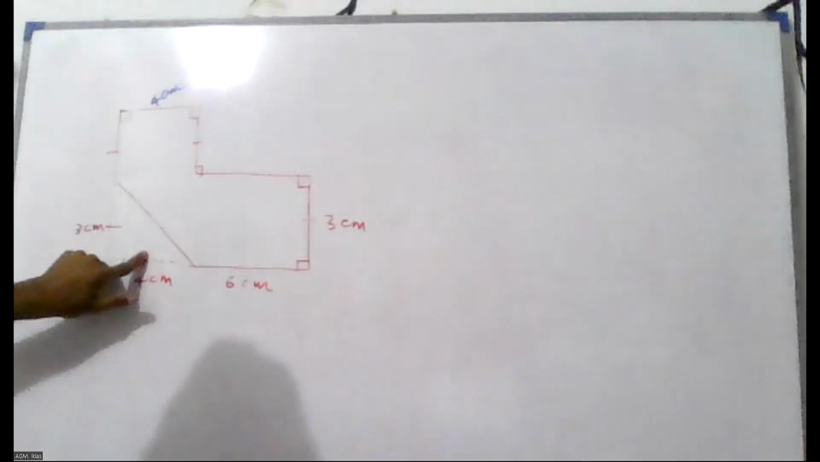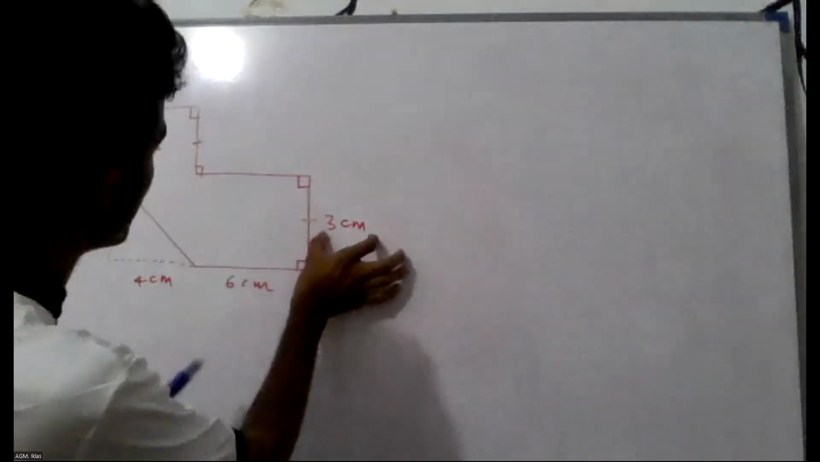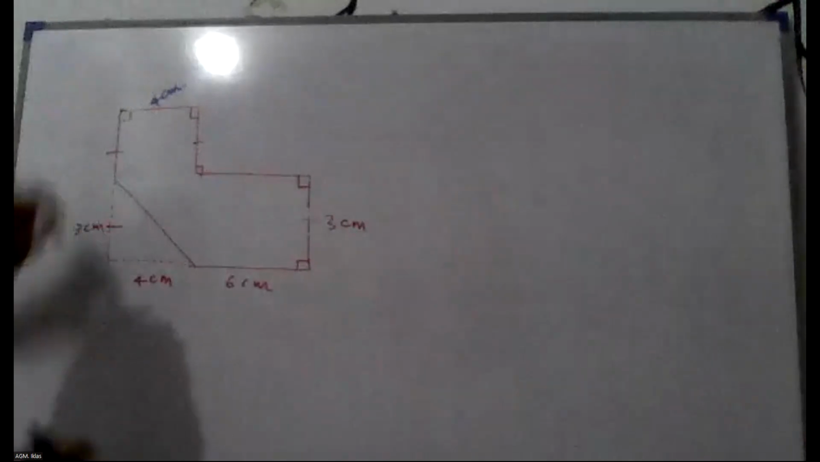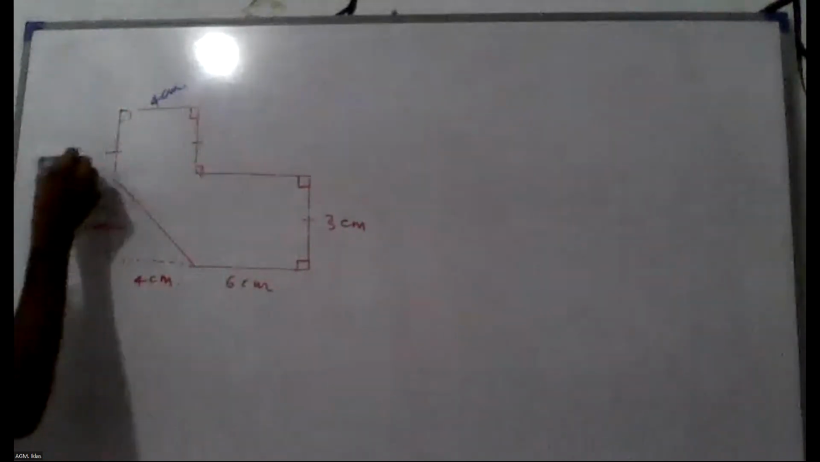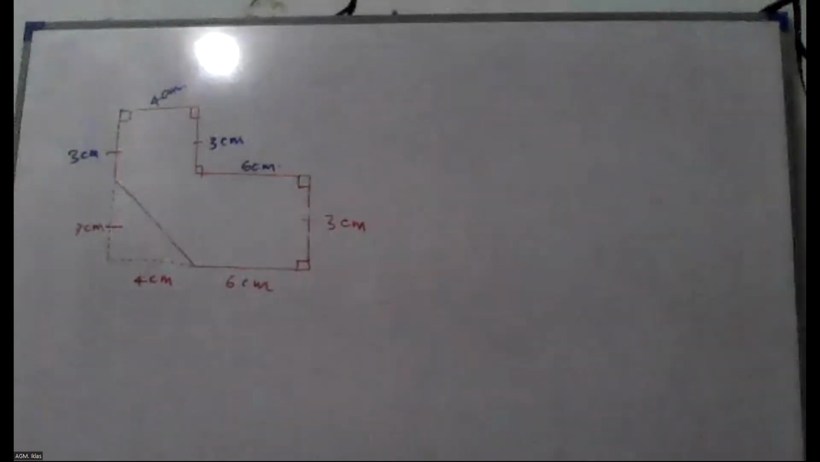Right. If this is 4 centimeter, that is also 4 centimeter. Again, if this is 3 centimeter, this is also 3 centimeter. And for 3 centimeter, they have used this mark, and this mark is coming here as well. So this is also 3 centimeter, and this is also 3 centimeter. If this is 6 centimeter, this is also 6 centimeter. That's all.